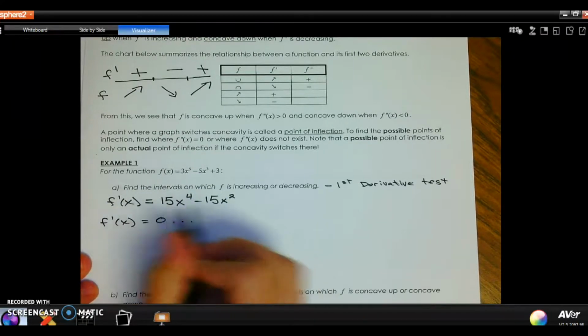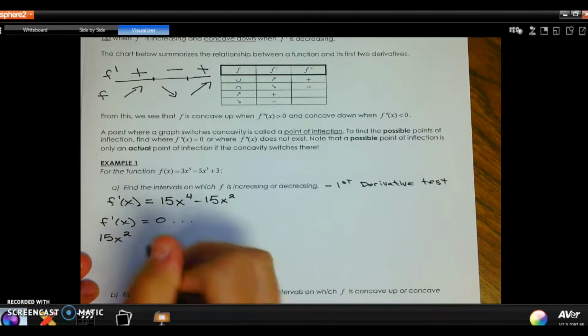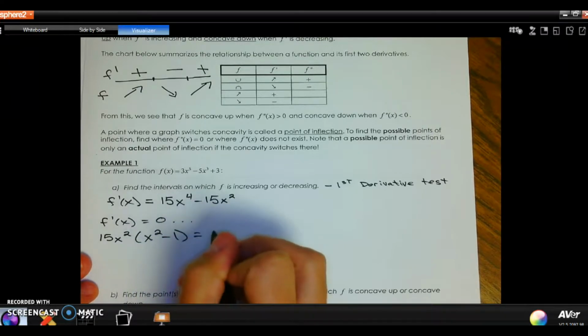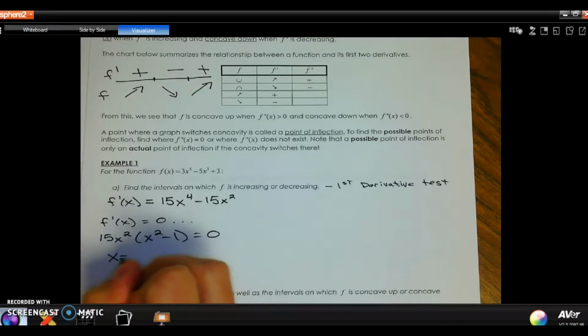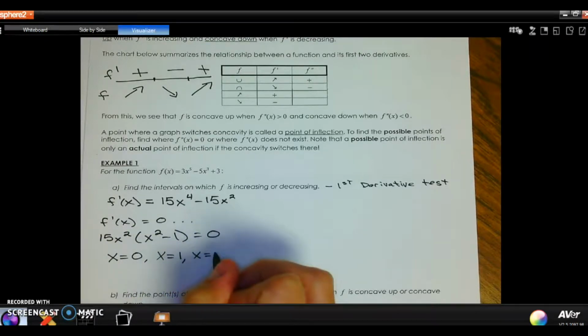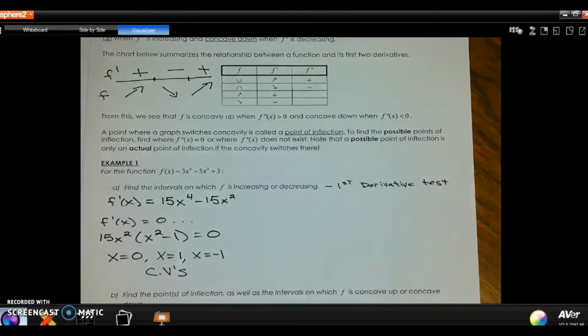I'm going to factor out a 15x squared, which leaves me with x squared minus 1 equals 0. That's the difference of two squares. You could factor that into x plus 1, x minus 1 if you wanted to, but either way, you get x equals 0, x equals 1, and x equals negative 1 as your critical values. Those are called your critical values or critical numbers, and that's nothing new. We did that last class.